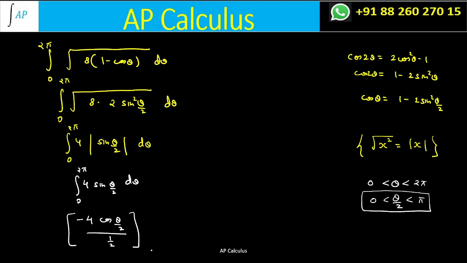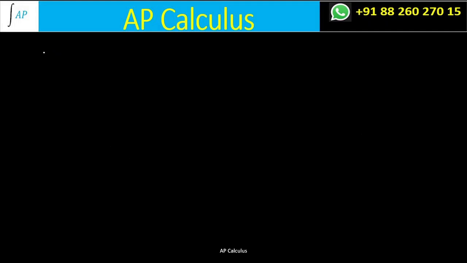And the limit is going from 0 to 2 pi. So this 1 by 2 will go in the numerator, it will become minus 8, and minus 8 can be taken out. So it will be minus 8 cosine of theta by 2 from 0 to 2 pi.